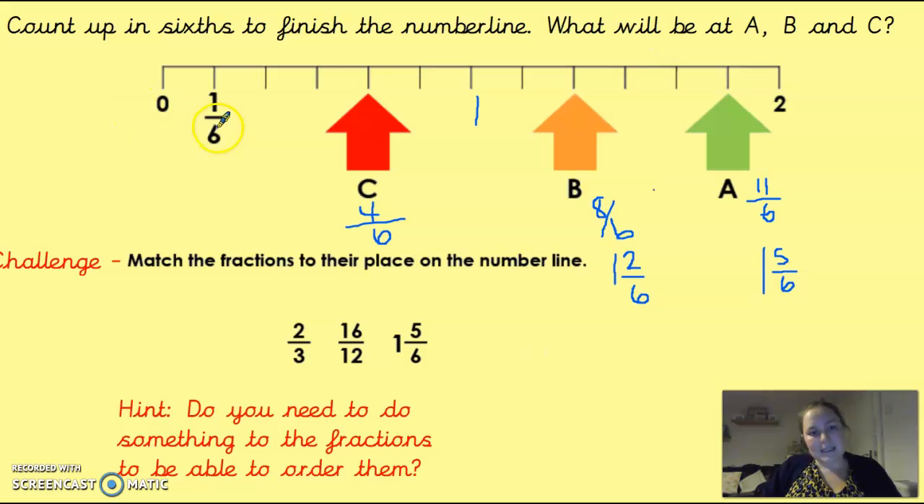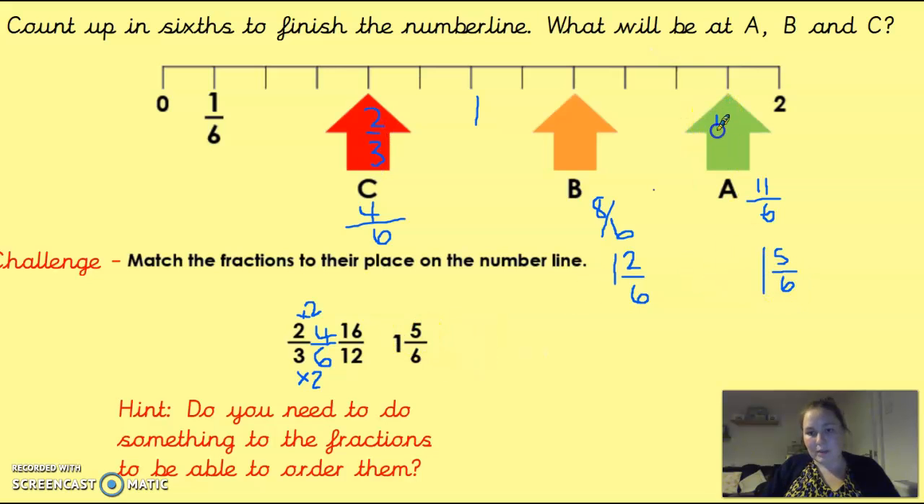So 2/3 is not going to feature on this number line because I'm working in 6ths. However, I can think, what's my equivalent in 6ths? So let's turn 2/3 into a fraction over 6. So if I want 6 at the bottom, I'm going to have to times 3 by 2. I always need to do the same to the top and the bottom. That is really important. So I'm going to do the same here. And I will see that 4/6 is the equivalent. So 2/3 is on the red arrow.